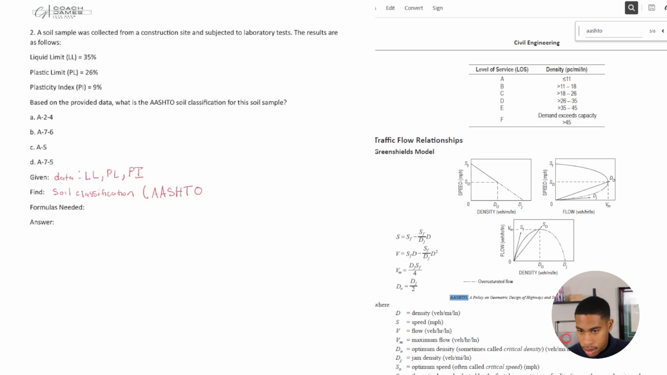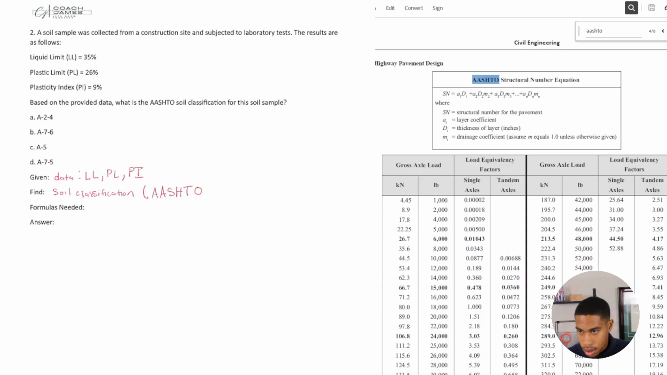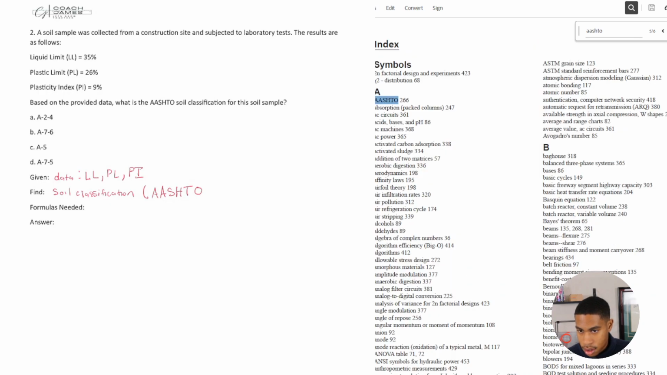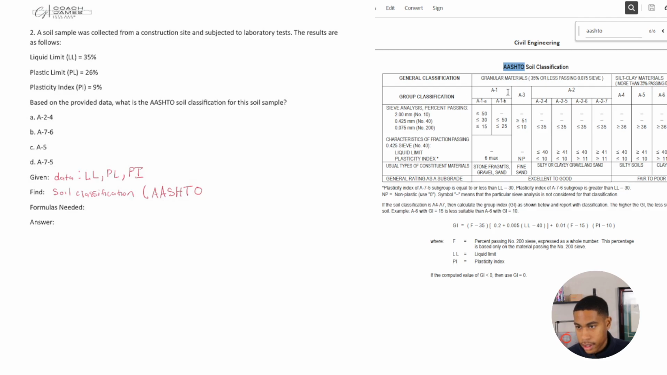Still transportation. All right, the AASHTO soil classification is what we need to be looking at. When you're reading this chart, we were given some information, right? The data, which we were given, the liquid limit, which is 35%.